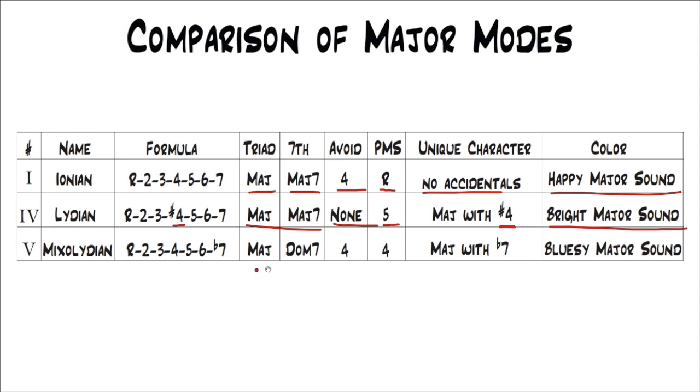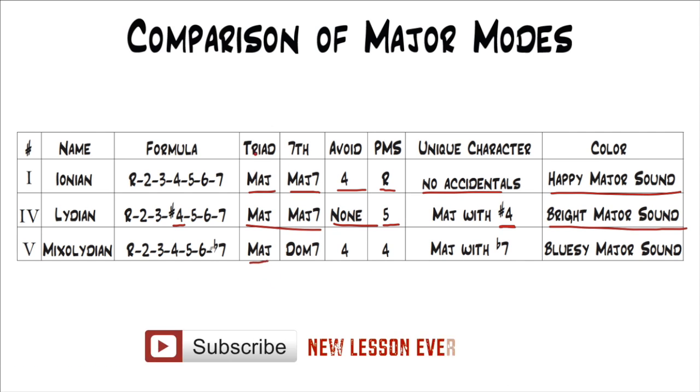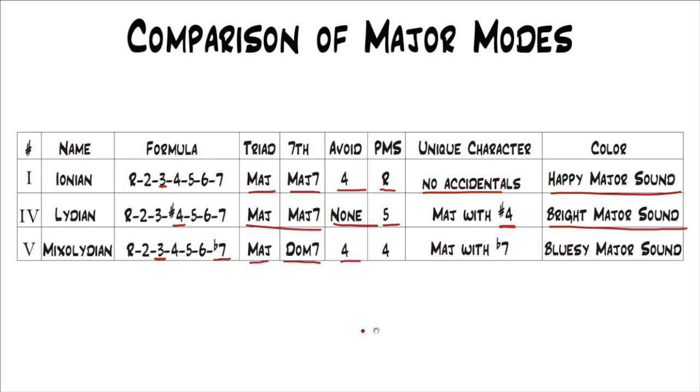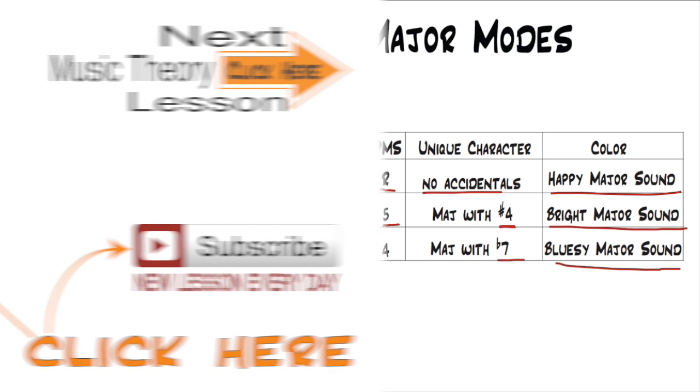And then Mixolydian, of course you get the major triad because all the major modes create major triads, but it's the only one where you get a dominant 7th chord because of that flat 7. The avoid note is a natural 4 again, just like the Ionian mode, because they both clash with that major 3rd interval. It's a very dissonant interval because it's only half a step away. The parent major scale is the 4th note, the 4th interval in the scale, and the unique character, of course, is the major chord, the major triad with the flat 7, which creates a bluesy major sound.